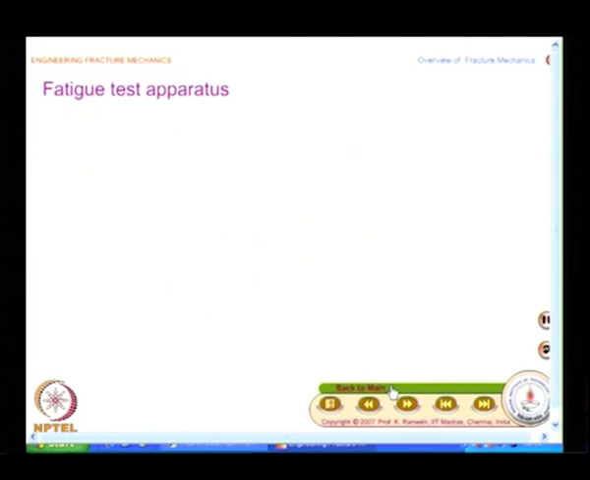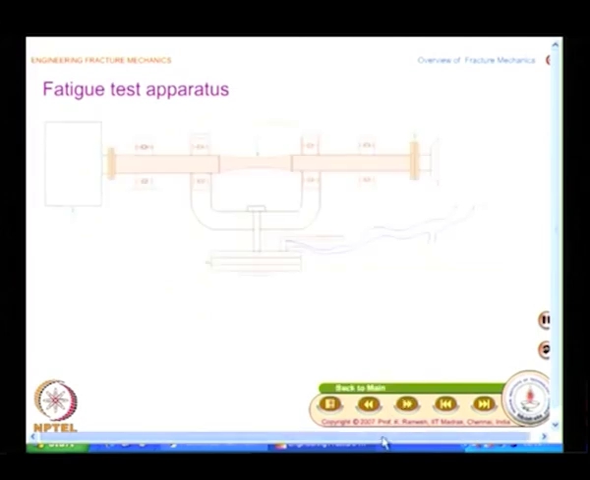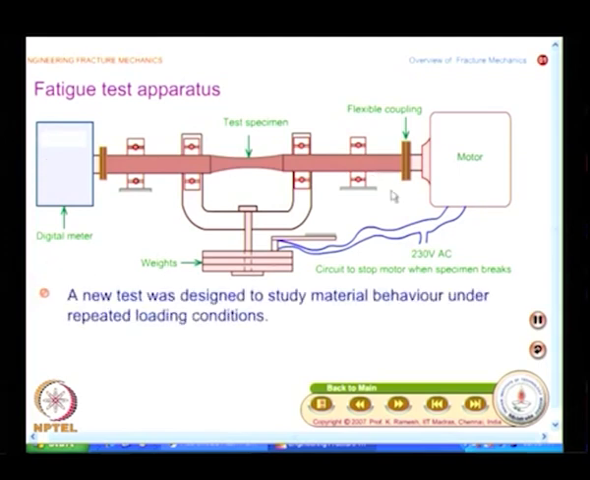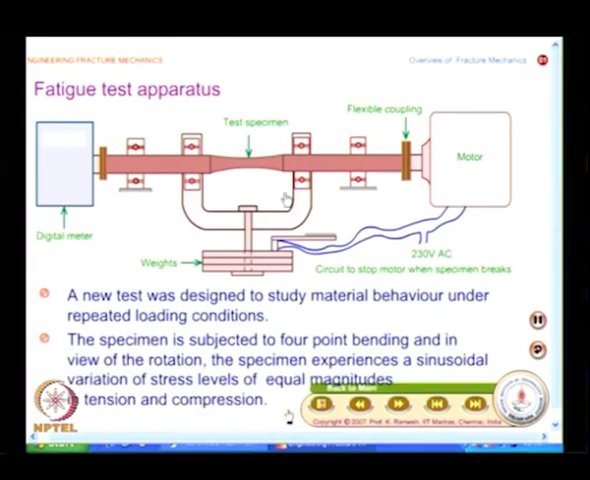Now, let us look at what you do in a fatigue test. I would like you to draw a neat sketch of this test apparatus, because you need to know in what way the fatigue test is conducted and what kind of data is recorded. This is the test section, supported by 4 points 1, 2, 3 and 4, and you have a motor which is rotating the specimen, and you have a load applied to this.